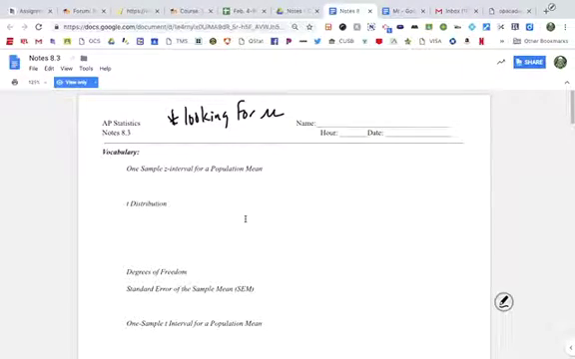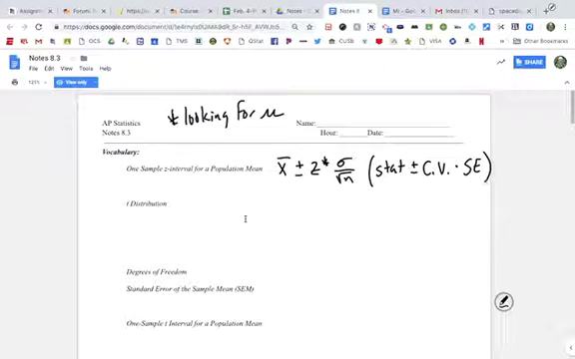So a one sample z interval for a population mean, the formula is x bar plus or minus z star times standard deviation over the square root of n, which if you come to realize what that is, that's the exact same formula as what we talked about before: your statistic plus or minus your critical value times your standard error, okay, or critical value times that is margin of error. So it's all the same formulas. It just depends on whether you're using a population mean or if you're using a sample mean or a sample proportion.